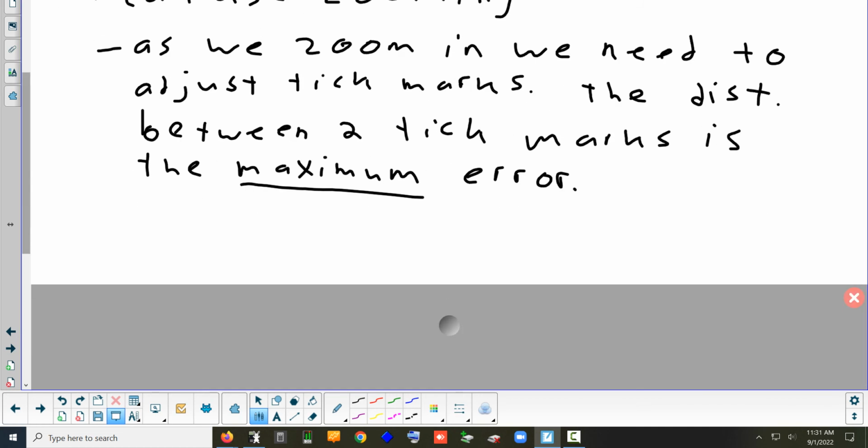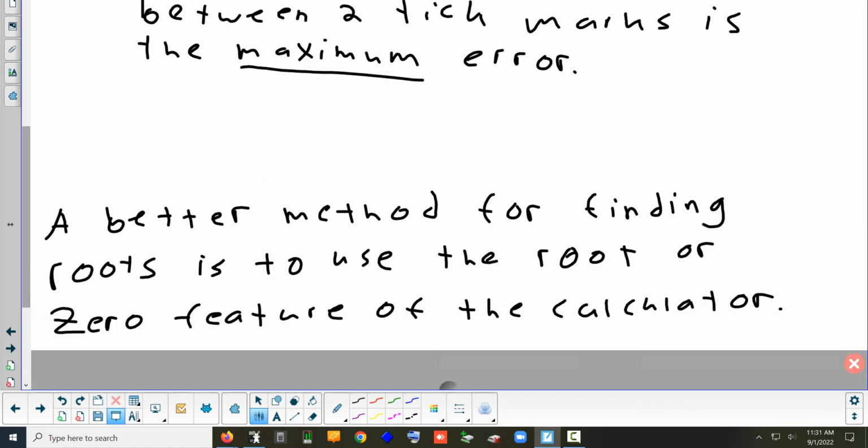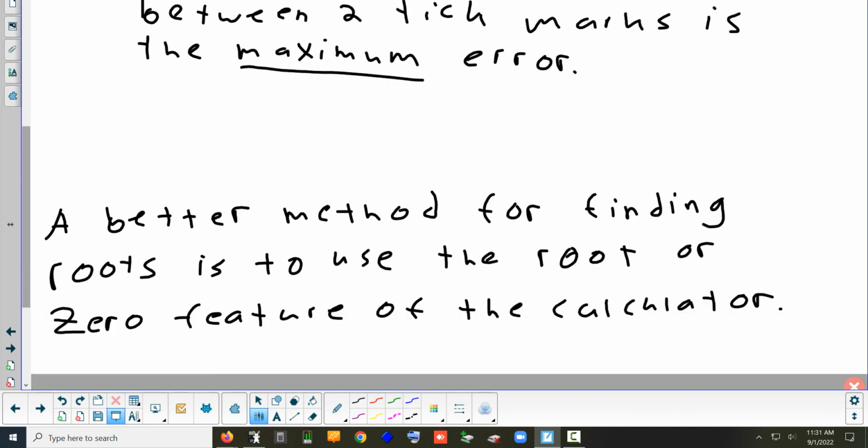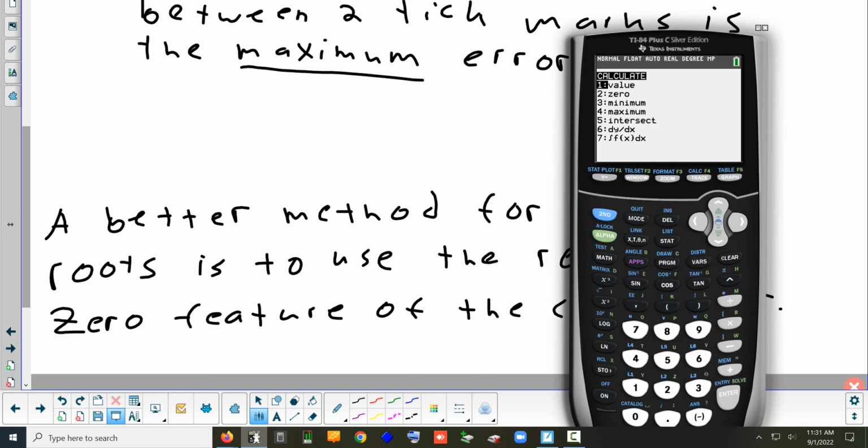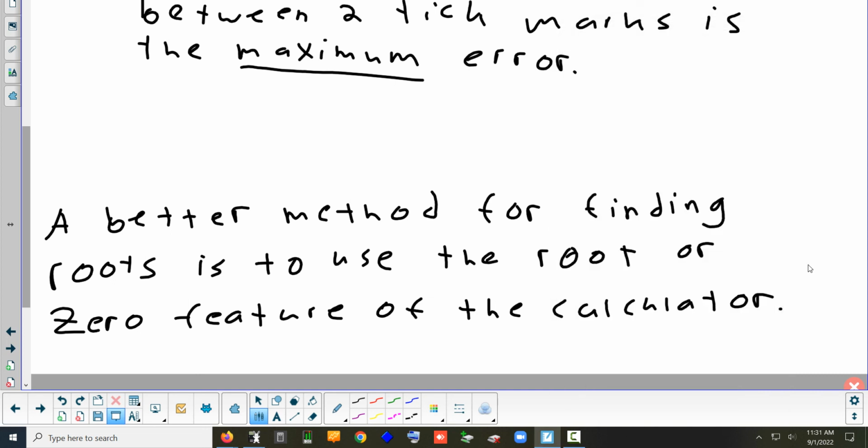We just do second calc, and then 0, or it could be called root. On my calculator, it's called 0. On older calculators, it could say root right there, and it's the same thing. That's the best way to find roots graphically.